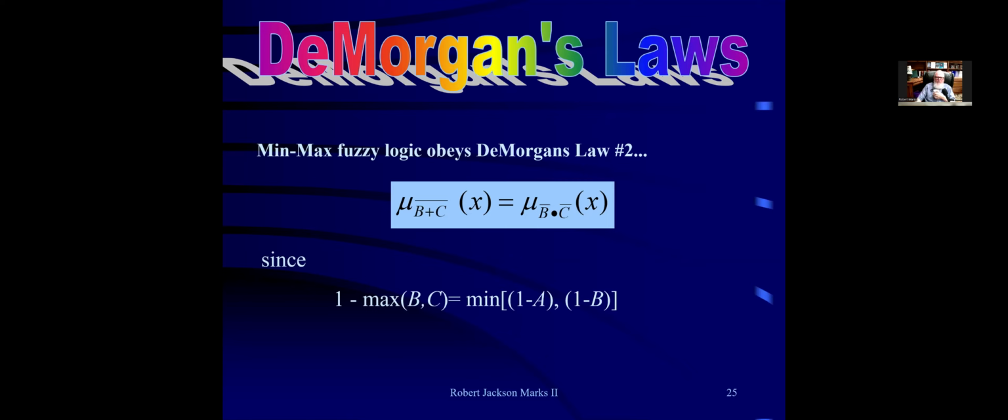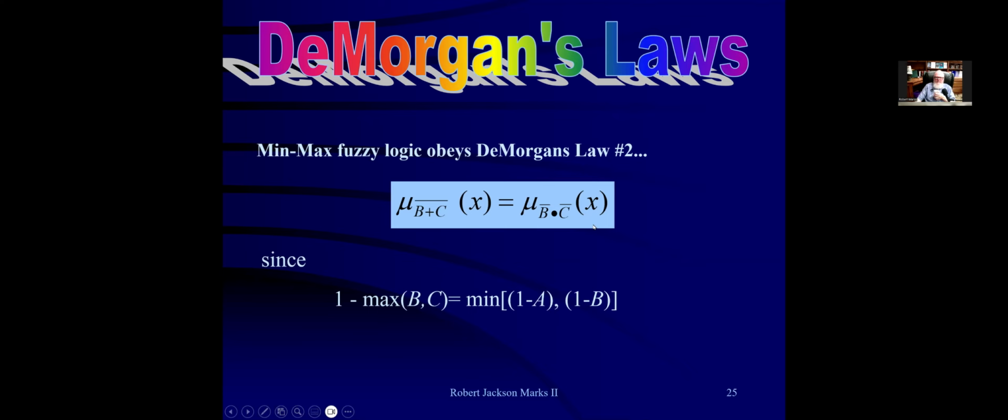Here's the other form of De Morgan's law, which says that the complement of B or C is equal to the complement of B and the complement of C. So again, this is getting boring, but it's probably good to go through it. How do we get the complement of B or C? First of all, we take the ORing of B and C by taking a maximum, and then we do the complement by taking 1 minus that. Remember that the complement was equal to 1 minus that.